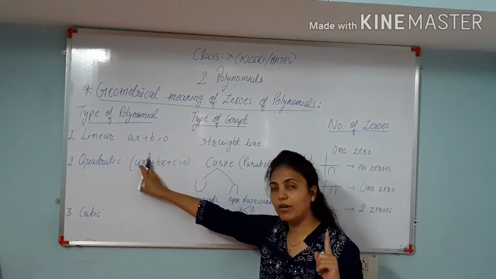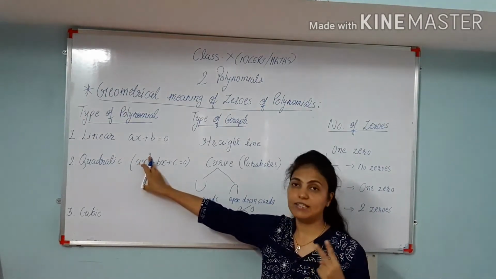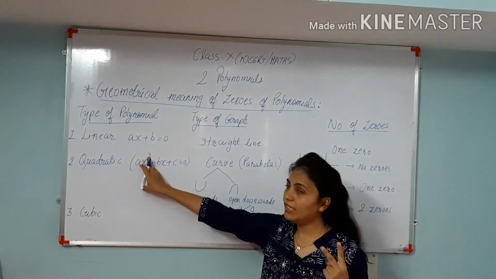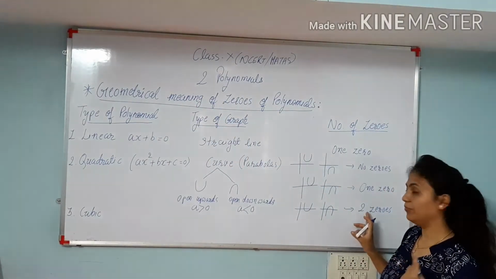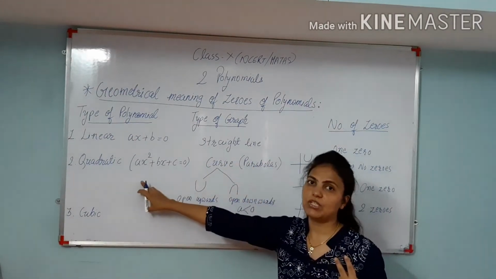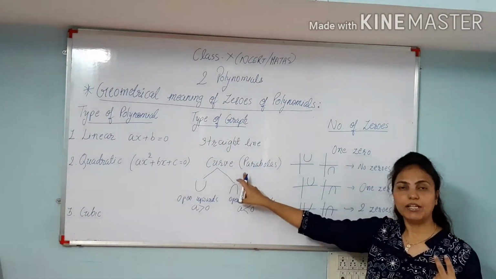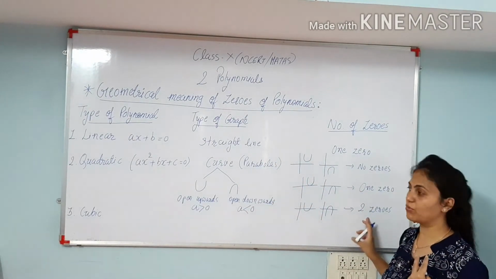So you know what a quadratic equation is called? The one whose degree is 2. Here you can see the degree is 2. So for an equation whose degree is 2, how many zeros does it have? At the maximum 2. So this is very simple to remember. A quadratic equation has a graph in the shape of a curve and has at most 2 zeros.